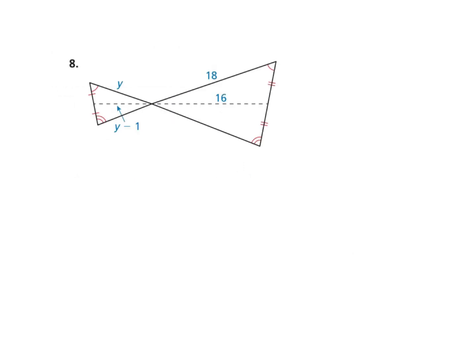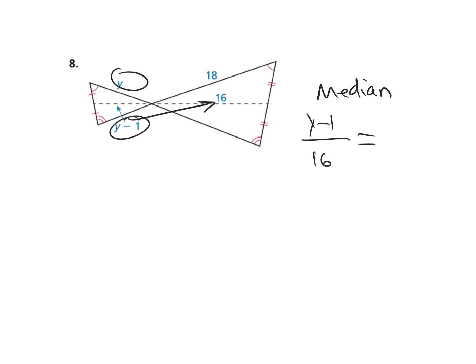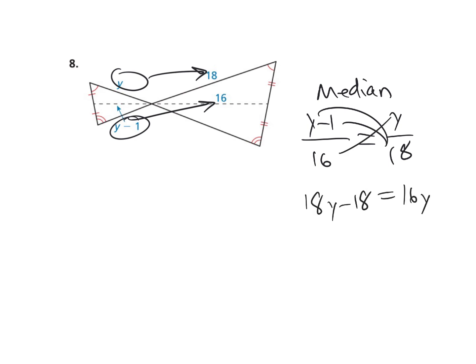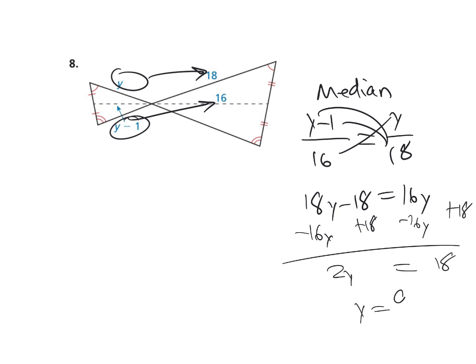Number 8, again, let's see, the dotted line is a median. And so that's y is to 16, y minus 1 is to 16 as y is to 18. And then we have to distribute there. That's 18y minus 18 equals 16y. So I'll subtract 16y and add 18 to the right. So I get 2y equals 18, y equals 9.